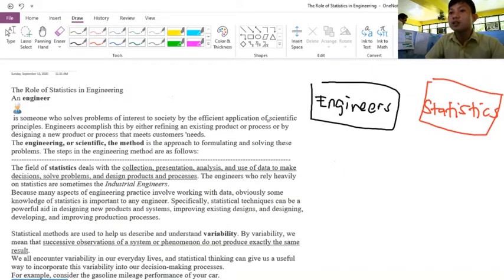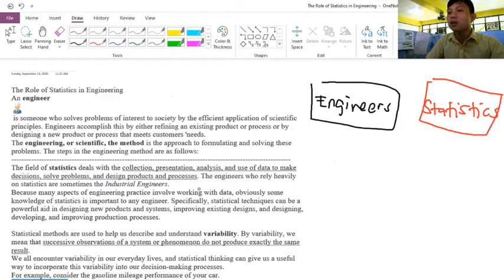So, based dito sa book, statistics deal with the collection, presentation, analysis, and use of data to make decisions, solve problems, and design products and processes. Now, naalala nyo kanina no, nag-gather tayo ng data. So, yung mga nag-gather natin na data, gagamitan natin ng statistics in order for us to draw conclusions. The engineers who rely heavily on statistics are sometimes the industrial engineers.